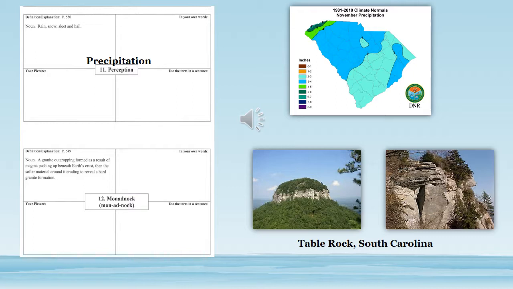Okay, precipitation. That's just the rain, the snow, the sleet, and the hail. In other words, precipitation has to do with the water coming down from the skies, and that water can be in different forms.